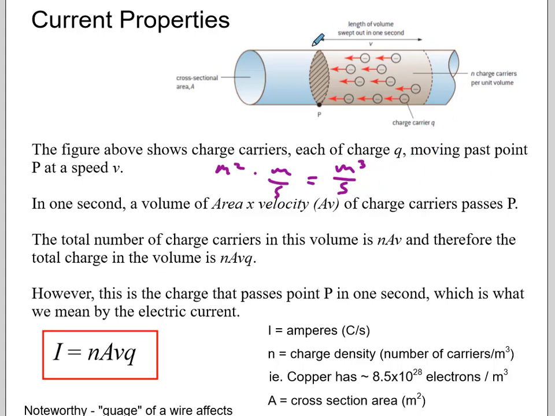Okay, so that will tell me how large the cylinder is that passes a certain point P. Now if I look at this value N, N is the density, if you want to think of it that way. It's the number of charge carriers in that particular volume. So when we start putting all this together, we start to see the Av is going to be our volume per second, our N is our density, and Q is our type of charge. Okay, so now let's just scroll down a little bit.